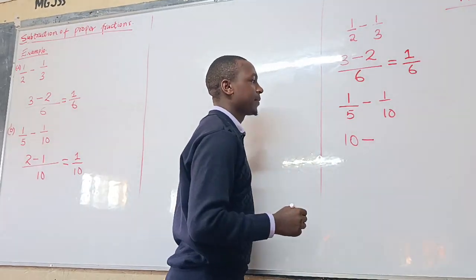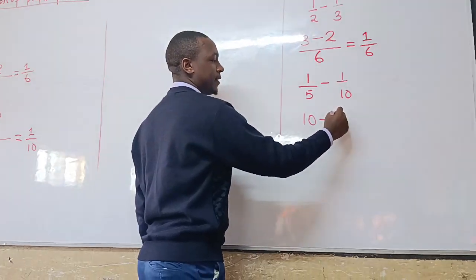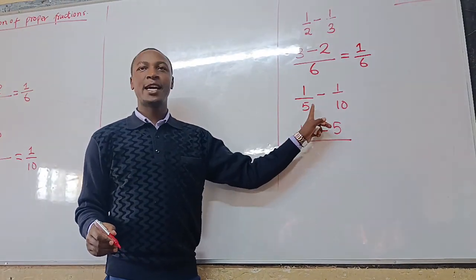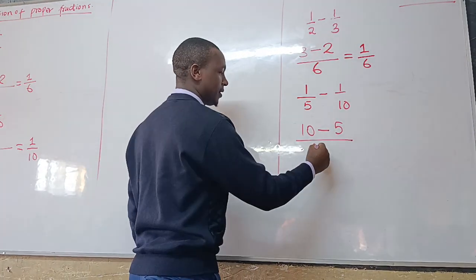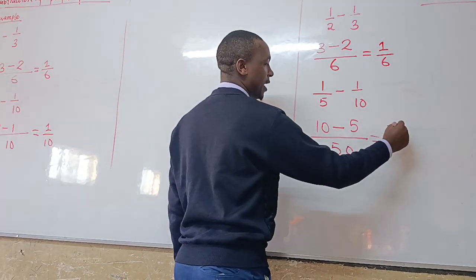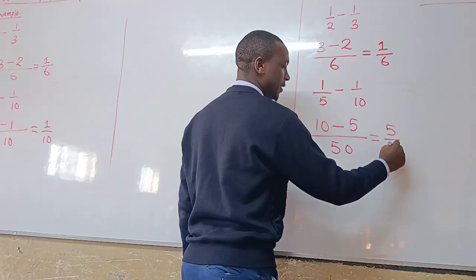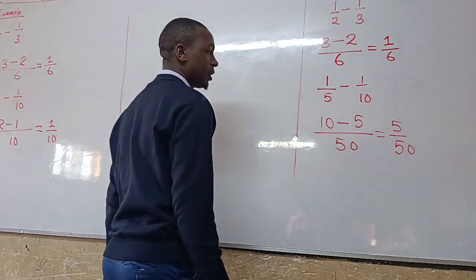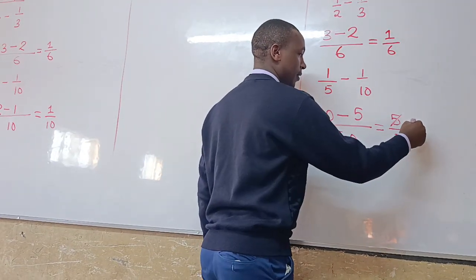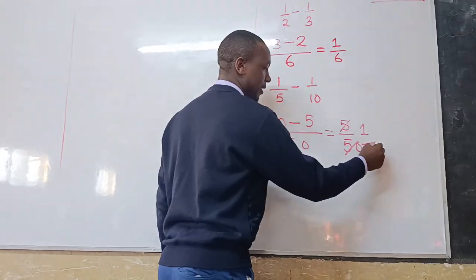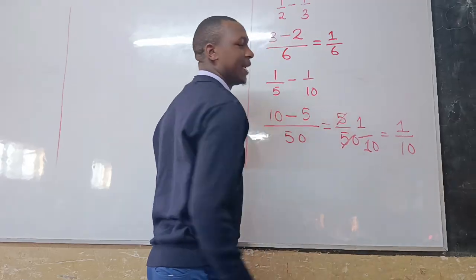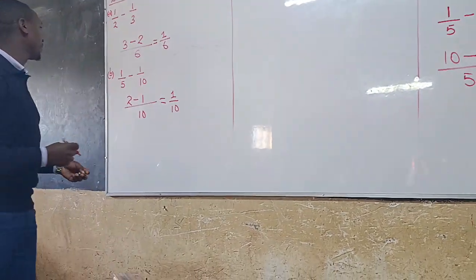10 times 1 is what? 10 minus 5 times 1 is 5, all over 5 times 10, right? Which is what? 50. And the answer is 5 over what? 5 over 50. But you know, if we divide by 5, 1 here, by 5 what? 10. So the answer is finally 1 out of 10. Like so.